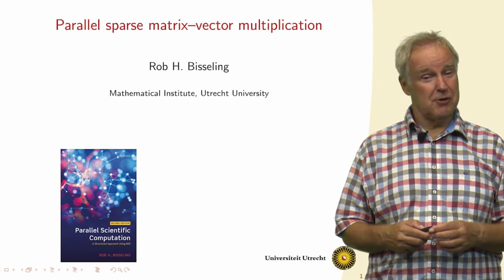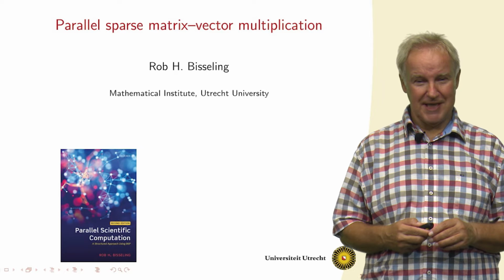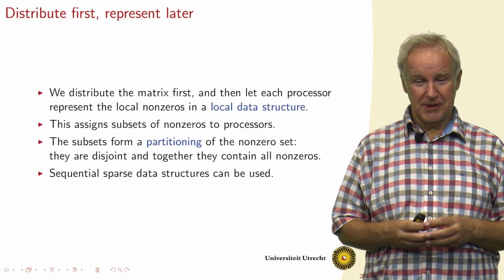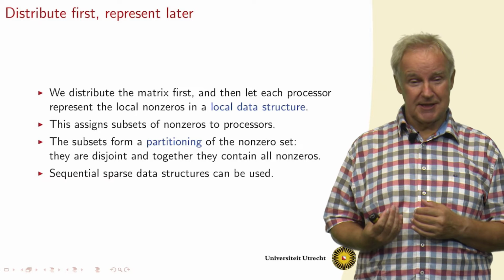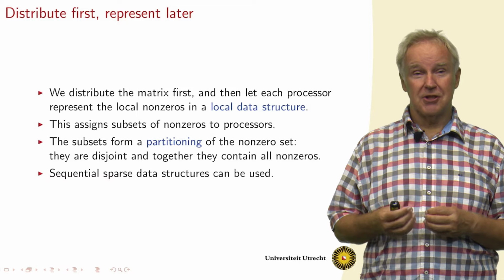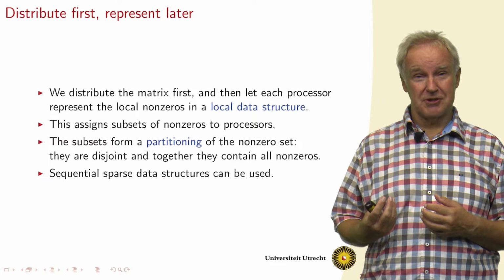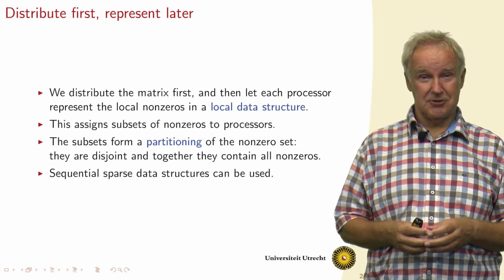In this video, we're going to derive a parallel algorithm for the sparse matrix vector multiplication. And we do this by first distributing the data and then representing them in a local data structure. This assigns non-zeros to processors and then stores the non-zeros in a local data structure.